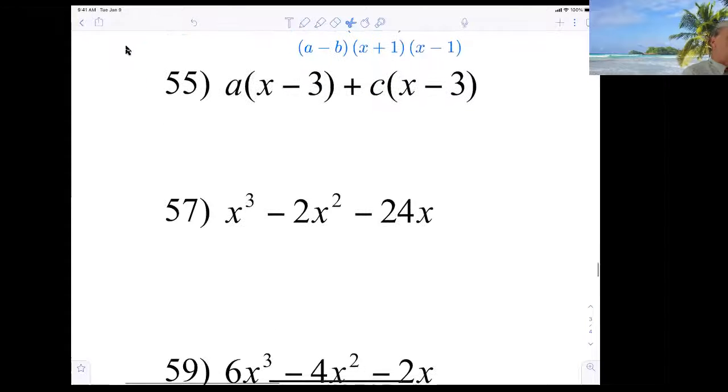All right, 55. What am I looking at here, guys? Everybody should be able to look at that and just say, that's the answer. What is it? x minus 3 plus 3.